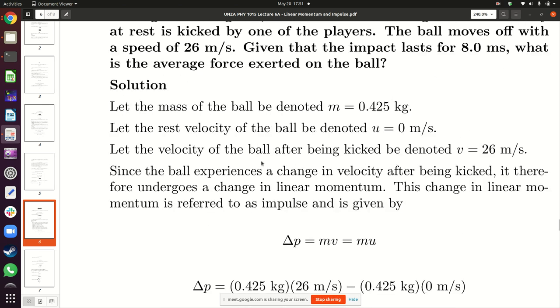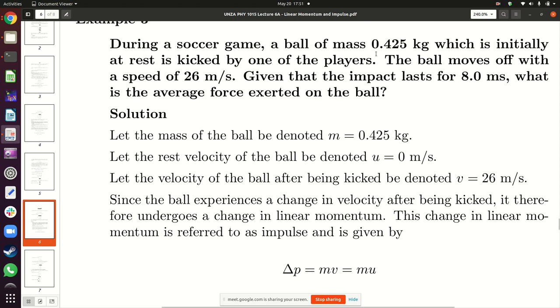Okay. So basically here we said you have a ball which was at rest, then someone kicks the ball. So when they kick the ball, this ball has got mass 0.425 kgs, and when it's at rest, it has got a velocity of zero. When the person kicks the ball, it ends up having a velocity of 26 meters per second, and the kick lasts for 8 milliseconds. So, when you kick the ball, it gains motion.